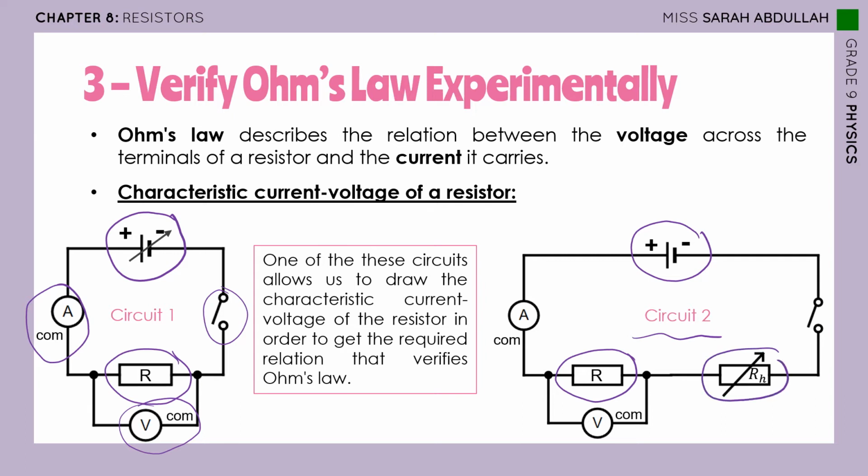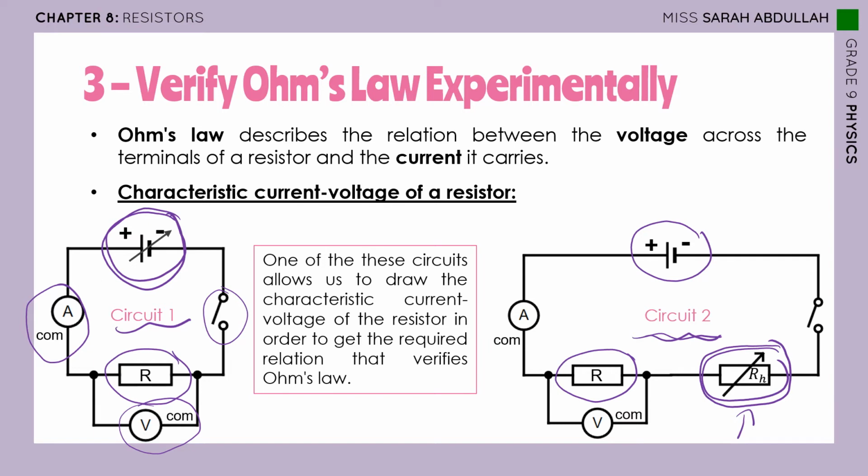What is a rheostat? A rheostat is a resistor but of variable resistance. So I can change the resistance of this rheostat. Like I can use the value of 10 first, and let's say maybe 15, 20. So in circuit 1, I can change the voltage across the dry cell. And in circuit 2, I can change the resistance of the rheostat.